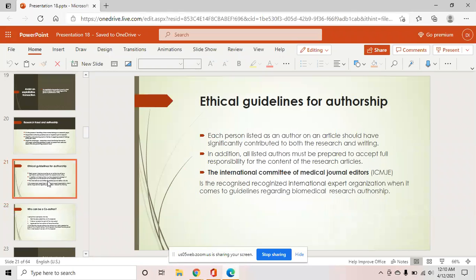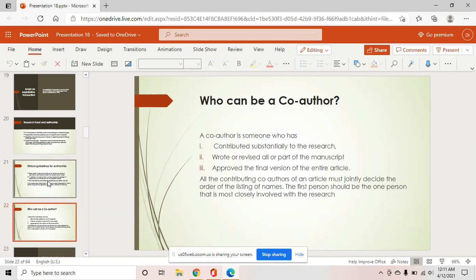Ethical guidelines for authorship. Each person listed as an author on an article should have significantly contributed to both the research and writing. In addition, all listed authors must be prepared to accept full responsibility for the content of the research articles. The International Committee of Medical Journal Editors is the recognized international expert organization when it comes to guidelines regarding biomedical research authorship.